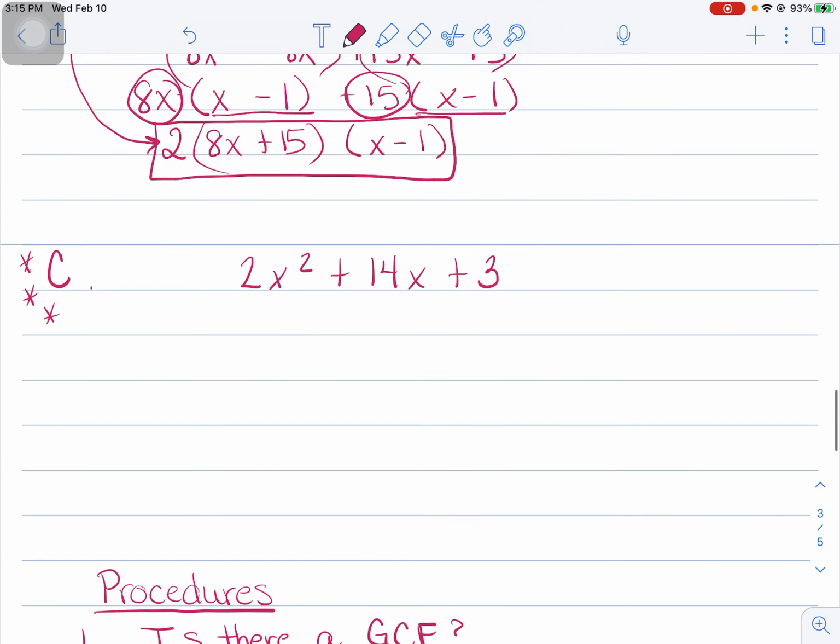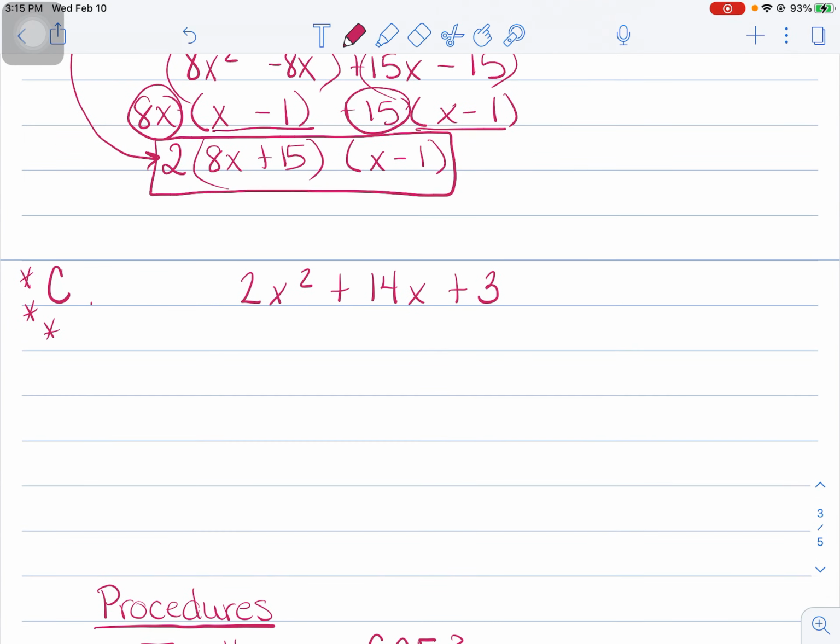All right, let's go to a 3-star. So again, we're going to look for greatest common factors, and I don't see anything that I can pull out of 2, 14, and 3. So I have no greatest common factor. So I'm going to look and see, okay, what can I multiply my a and c by? 2 times 3 is 6, but it needs to equal 14.